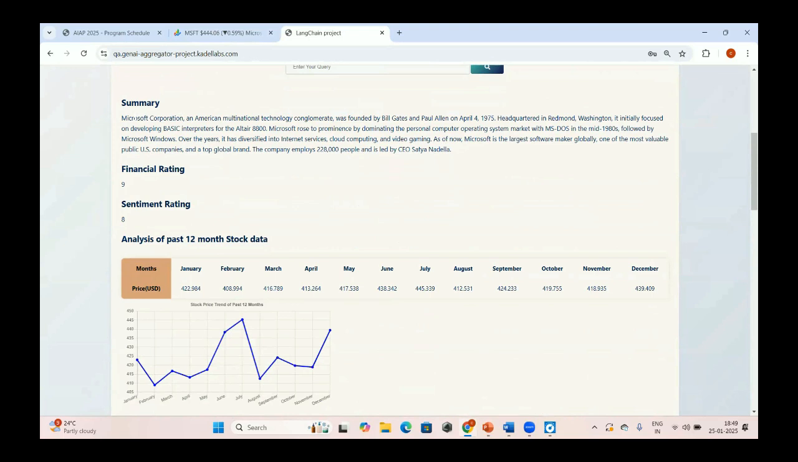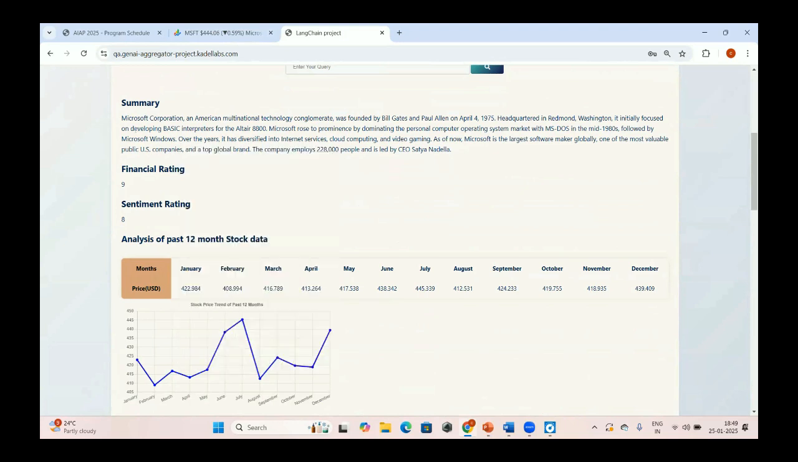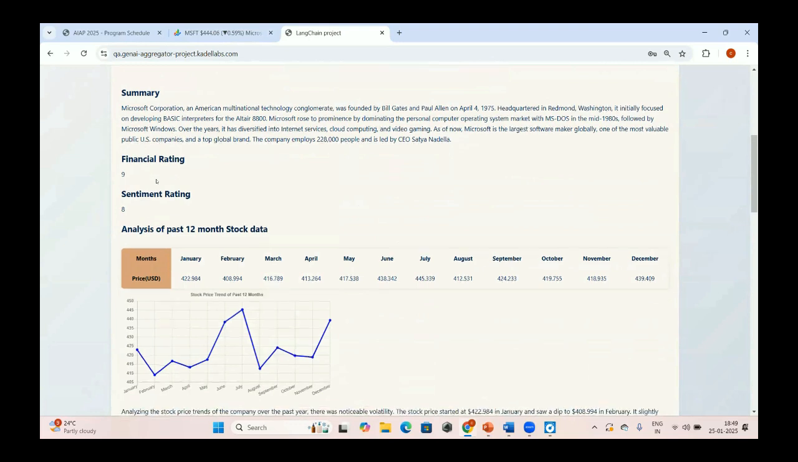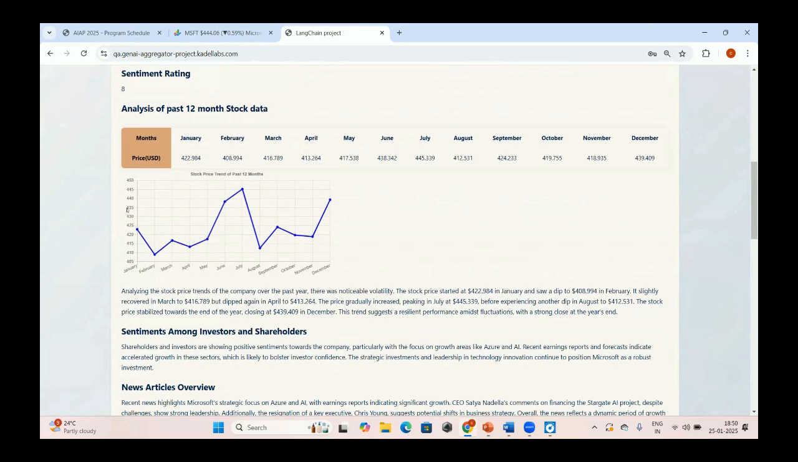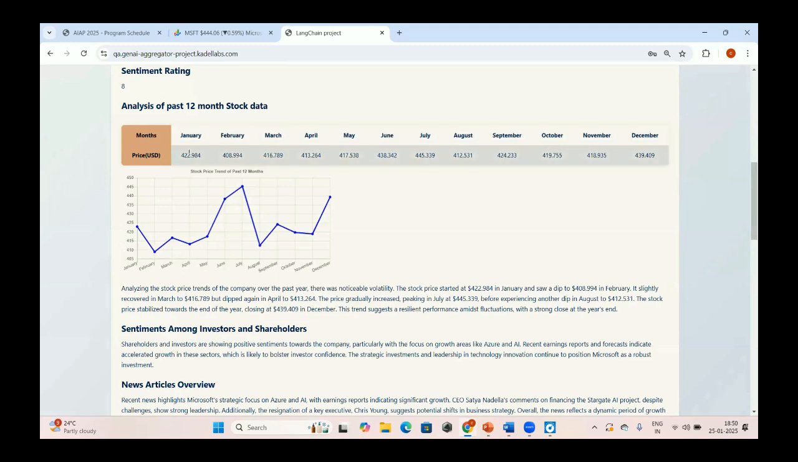So we can see that this is the summary that has been generated for Microsoft, which I searched for in this POC. We have the financial rating out of 10, so it is rated 9 out of 10. This is the sentiment rating, which is 8 out of 10. This is the stock performance data, the average stock price per month for the past 12 months.